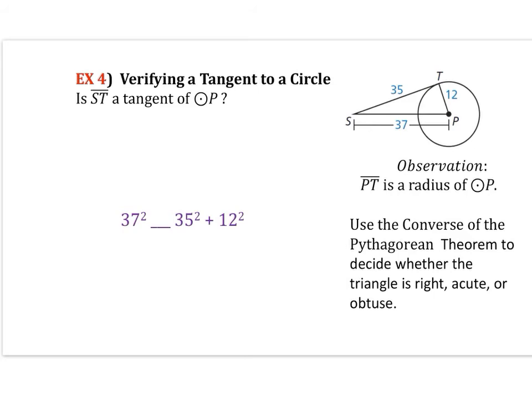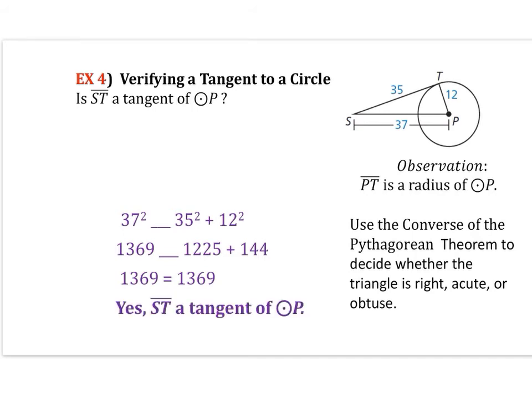All right, so square each of these values, resulting in 1,369 compared to 1,225 plus 144. So go ahead and add on the right side, and you get a result of 1,369 on the right side. So here we see that it is a true statement. They're both equal to each other, so we can conclude that this is a right triangle. And since it is a right triangle, we can conclude that segment ST is tangent to circle P, because we have a right angle at ST and PT.